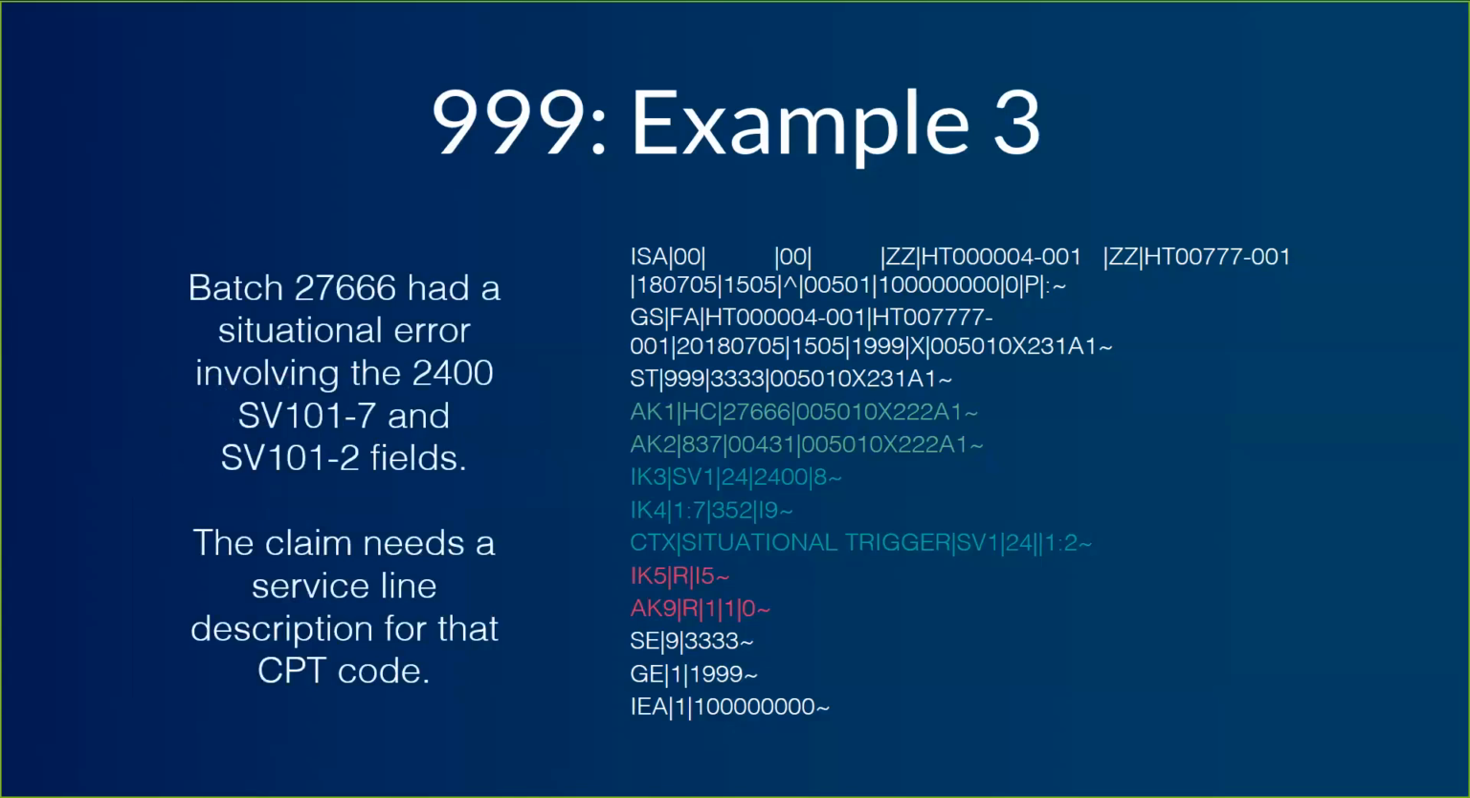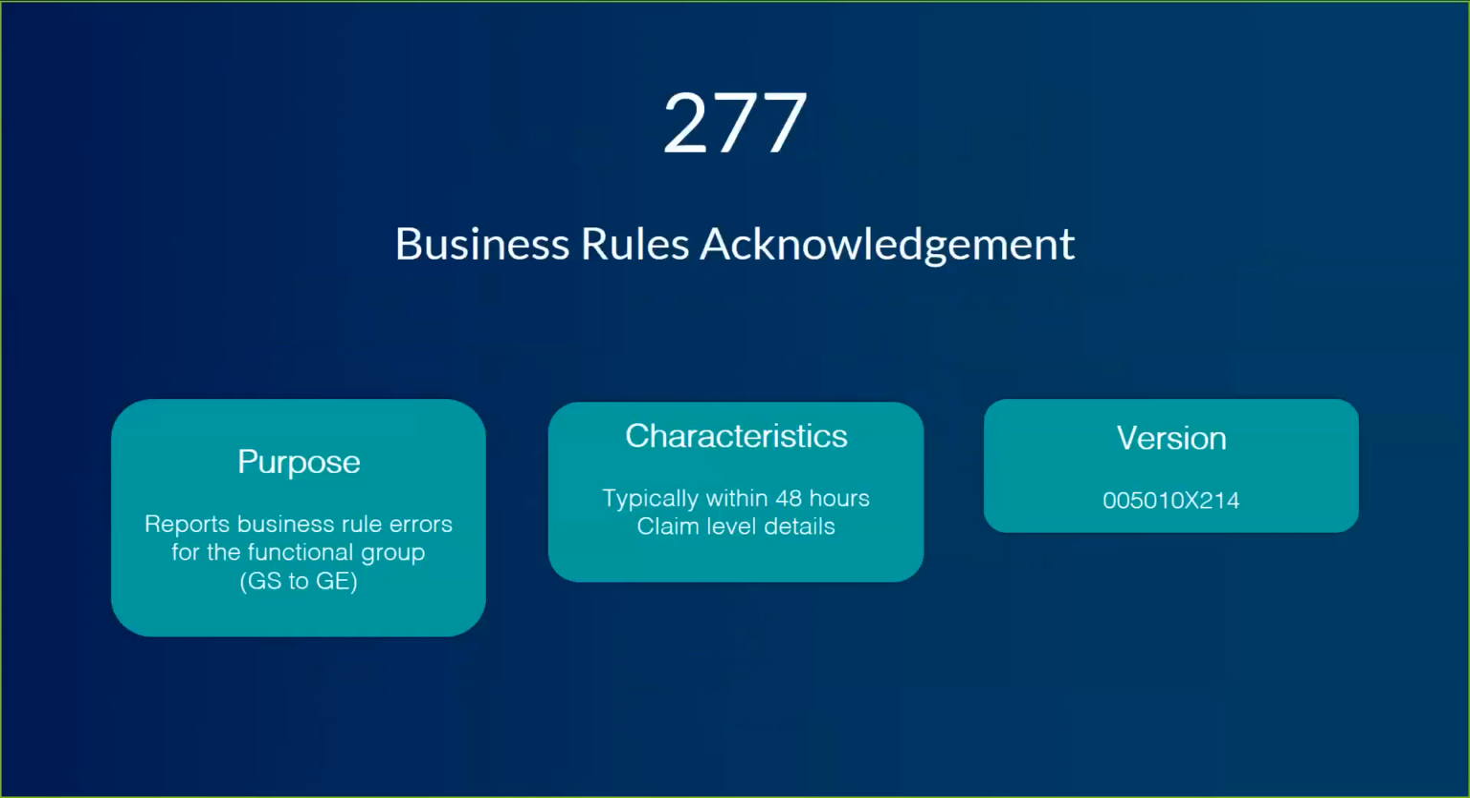Okay, so that was the 999. Let's swap gears and move into the 277. This is the business rules acknowledgement. And let's go again left to right. We'll start at the purpose. We'll see it reports the business rule errors for the functional group.